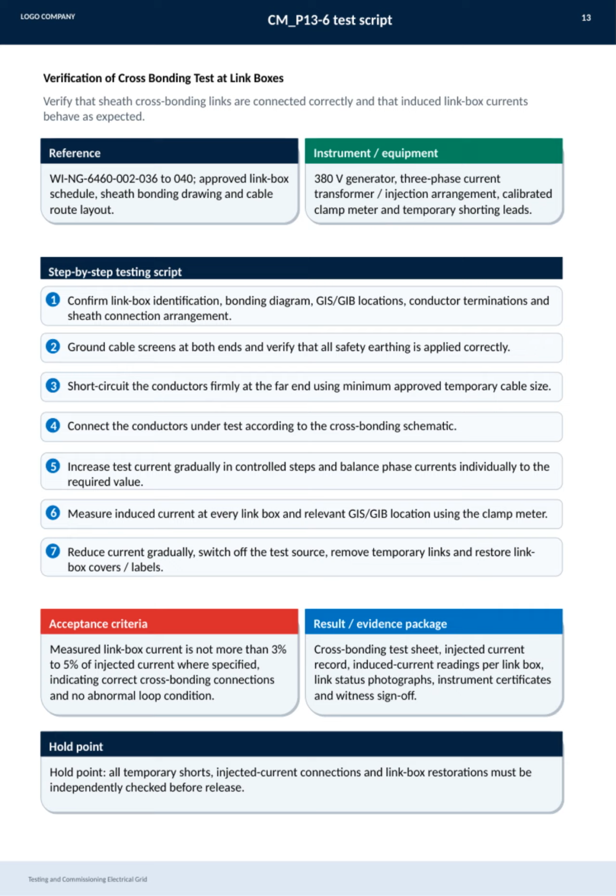Key measurements include using a calibrated clamp meter to record induced currents at every link box and relevant GIS or GIB locations. After the measurements, the current is reduced slowly, the test source is switched off, and all temporary links removed. Link box covers and labels are then restored. The acceptance criteria require that the measured link box current does not exceed 3 to 5% of the injected current where specified, which confirms correct cross-bonding connections and rules out any abnormal loop conditions.